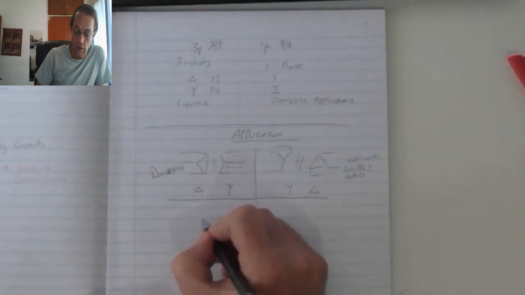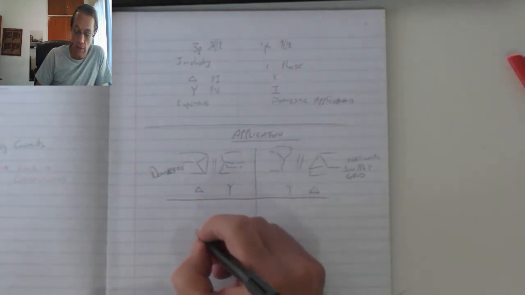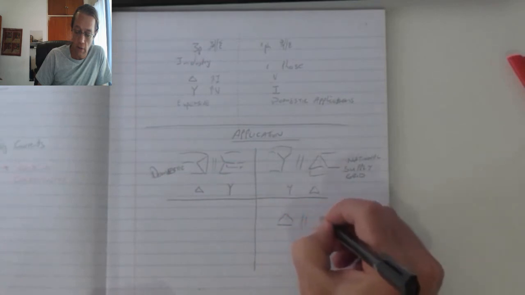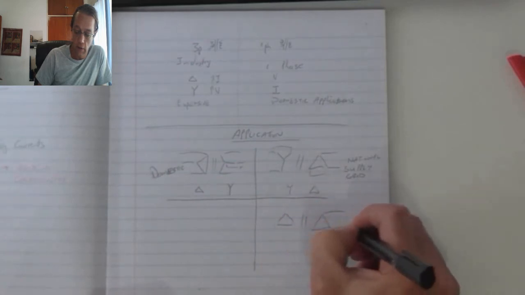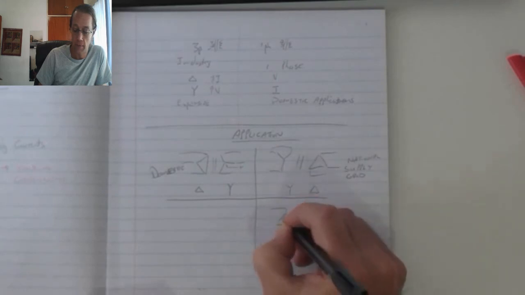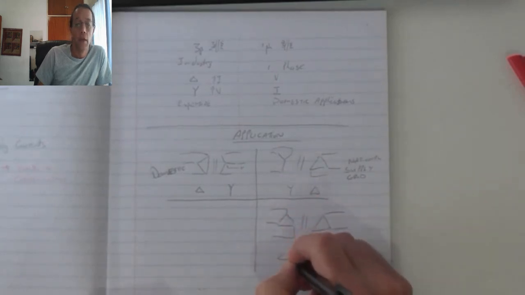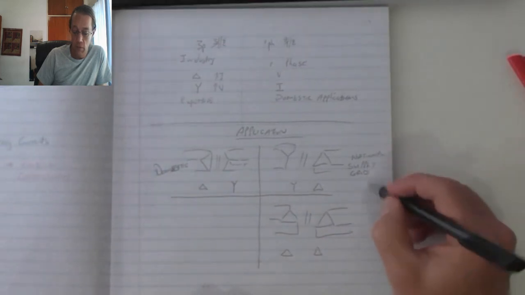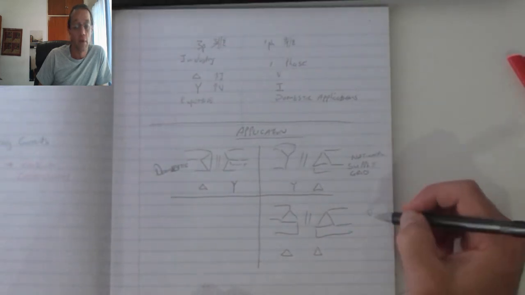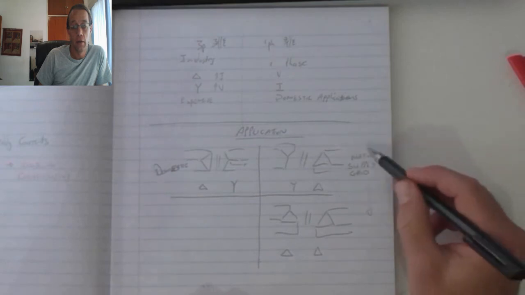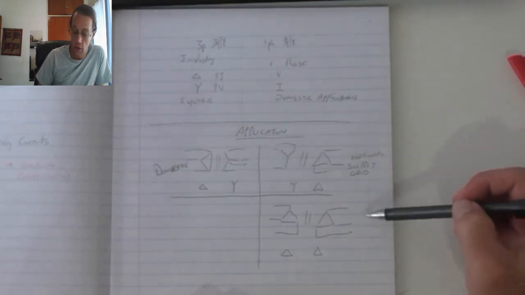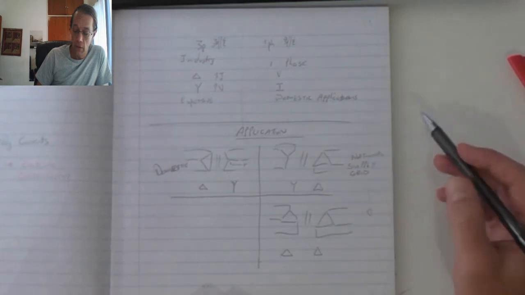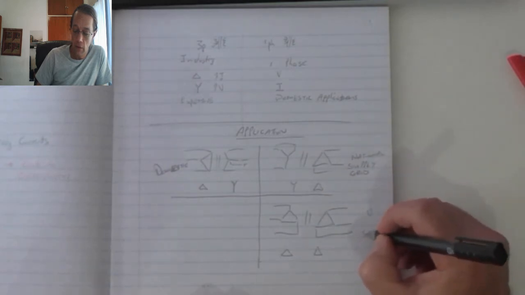Next, we've got the delta-delta configuration. Delta on the primary, delta on the secondary. Okay, again, this is also used for national supply grid, typically in situations where I want to step up voltage or step down voltage at my substations.